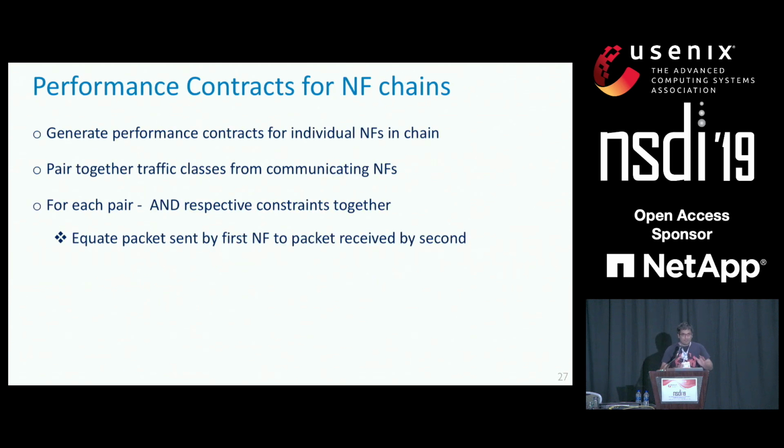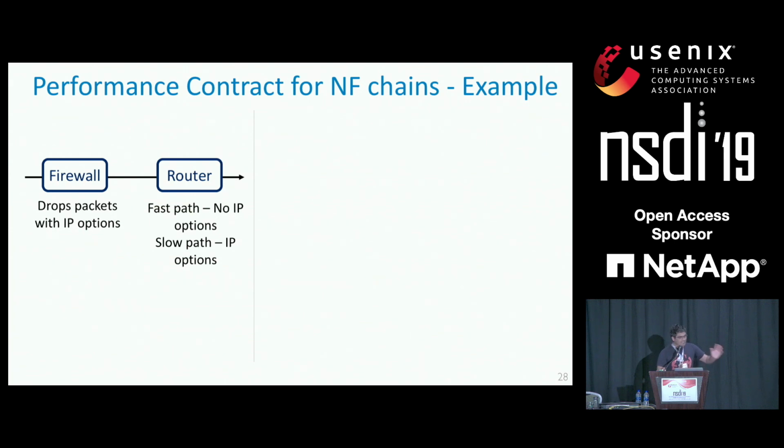So that was performance contracts for individual NFs. And now we're going to use them to build contracts for NF chains. And here, the process is a very simple one. What we do is we take each pair of communicating NFs, we pair together the packet classes from their respective contracts, and we add a symbolic constraint which equates the packet sent by the first NF to the packet received by the second NF to capture the interdependency between them. So let me walk you through a quick example. Consider a very simple chain.